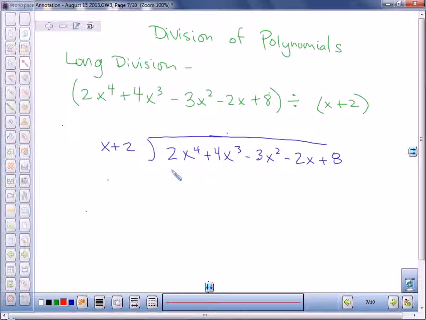What we're going to do is we're going to take the first term in our dividend and determine how many times the first term of our divisor will go into it. So if we looked at just this, what would that simplify to? 2x to the third, because one of these would cancel with one of those and leave 3, right? So when I take 2x to the fourth and I divide it by x, it leaves me with 2x to the third.